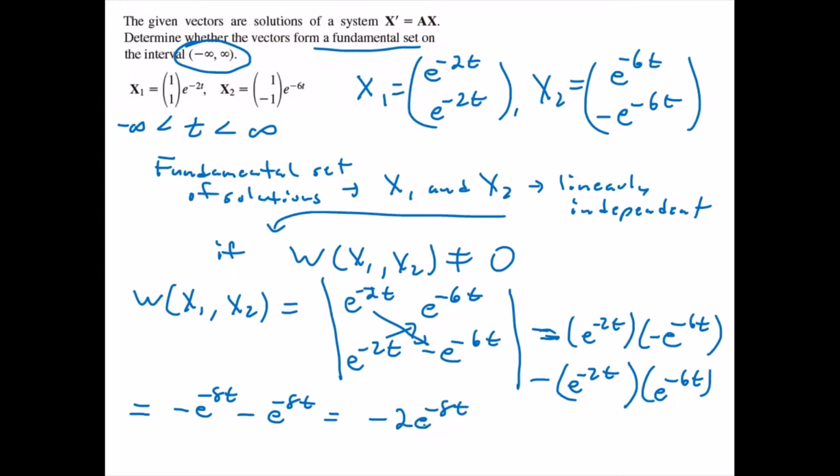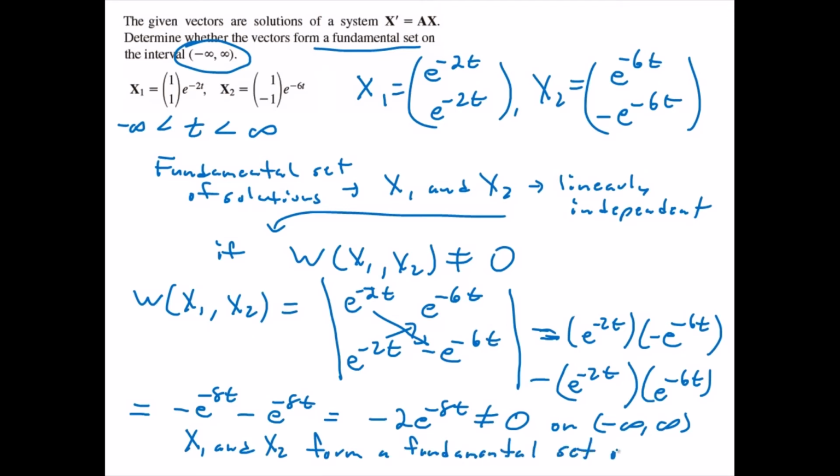And e to the negative 8t, this exponential function, can never be 0. So this Wronskian, negative 2 times e to the negative 8t, will not be equal to 0 on this open interval from negative infinity to positive infinity, which tells us that our vectors or solutions are linearly independent, which means that x sub 1 and x sub 2 do form a fundamental set on this open interval from negative infinity to positive infinity.